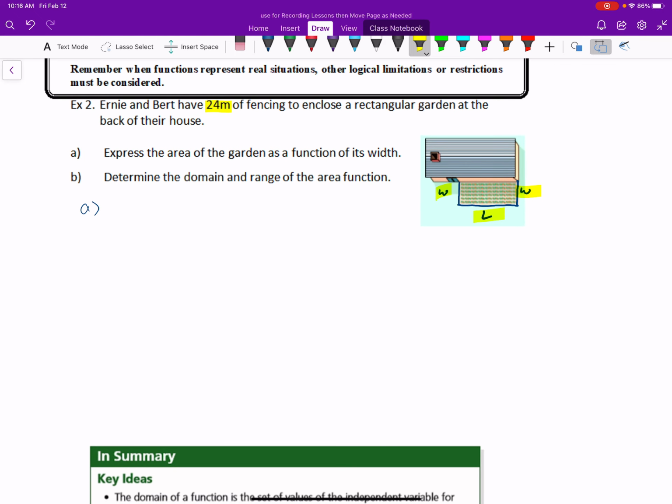So I can say length plus 2 width, because there are two widths as you saw in the diagram, is equal to the 24 meters of fence. I'm going to isolate L, and I'll explain in a minute. If I bring the 2W over to the side, that becomes a negative 2W. I'm going to write the negative 2W first, because I always put my variables first when I have an option. That's the same as 24 minus 2W.